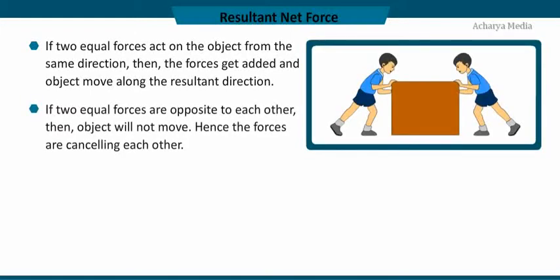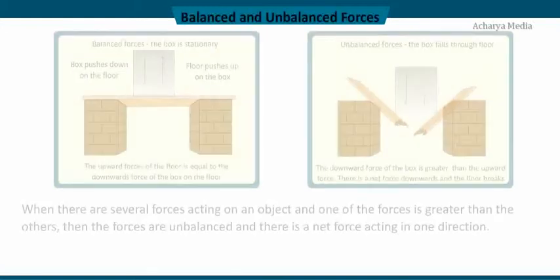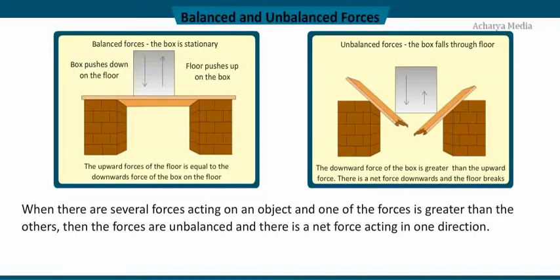If two equal forces are opposite to each other, then the object will not move, because the forces are cancelling each other. The net force acted on the object due to a number of forces is known as resultant force. How to recognize the presence of a net force? When there are several forces acting on an object and one of the forces is greater than the others, then the forces are unbalanced and there is a net force acting in one direction. Thus, net force is the vector sum of all the forces acting on a body simultaneously.